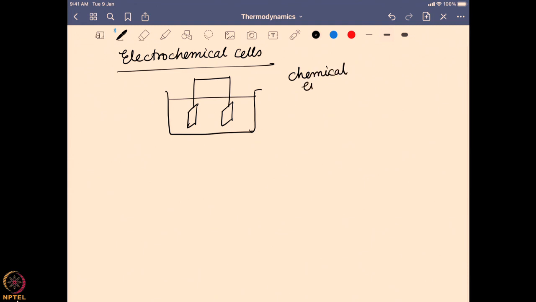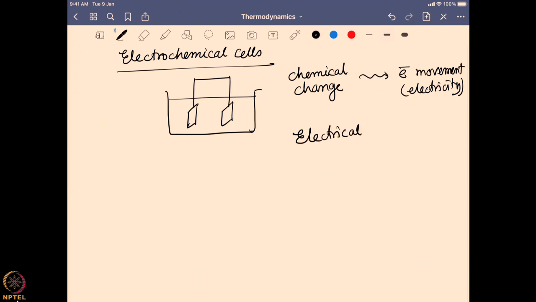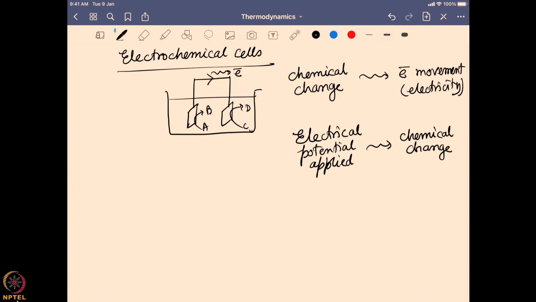either a chemical energy or a chemical transformation, I should say chemical change, can trigger an electron movement in the form of electricity, or vice versa. An electrical potential applied on the system creates a chemical change or a chemical transformation. So, either the chemical change creates the electricity or the electricity is actually doing the chemical change, either way it is possible. And depending on which side we are looking at, there is a chemical reaction happening and it is actually creating a movement in electrons which can be given as electricity.